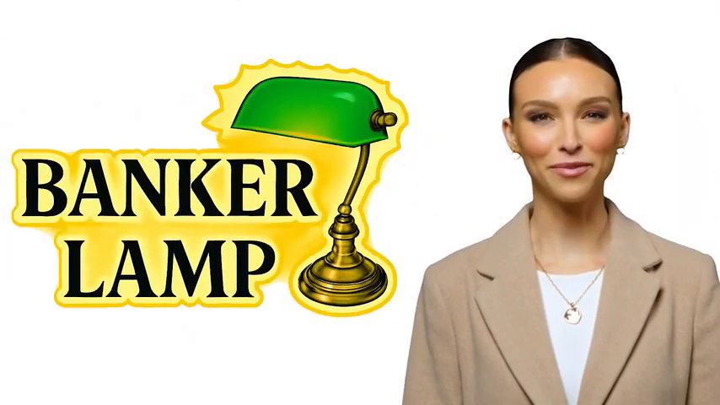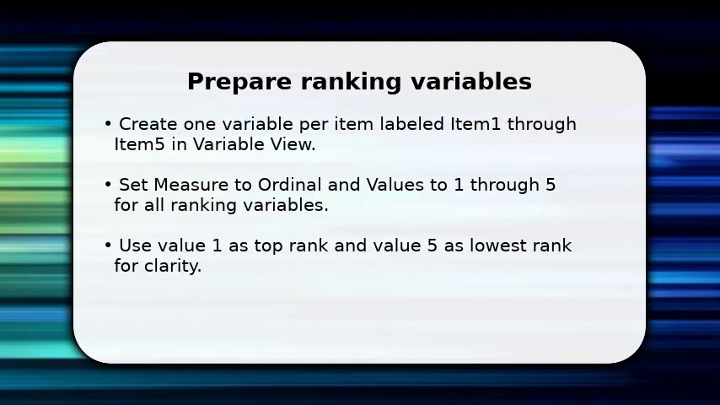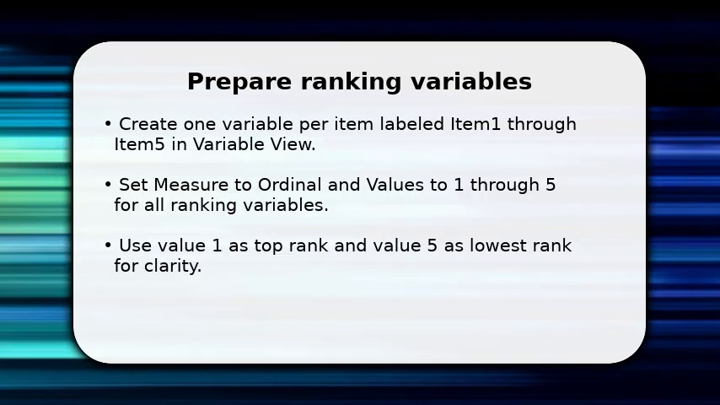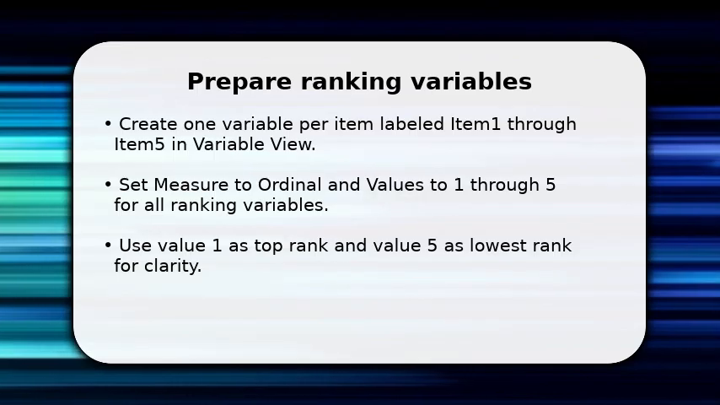Please enjoy the video. Start by planning your ranking question and items before opening SPSS. Create one variable per item labeled Item 1 through Item 5 in Variable View. Set each variable's type to numeric and width to 8 for consistency. Set measure to ordinal and assign values from 1 to 5 in the Value cell.